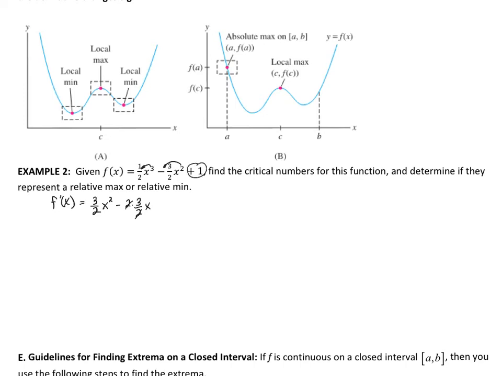And then, of course, the derivative of 1 is 0. So cleaning this up, we have 3/2 of x squared minus 3x. And that's our derivative. So we want to find out when this is equal to 0. So I set it equal to 0. And I recognize that I have a common factor of 3x in both terms.